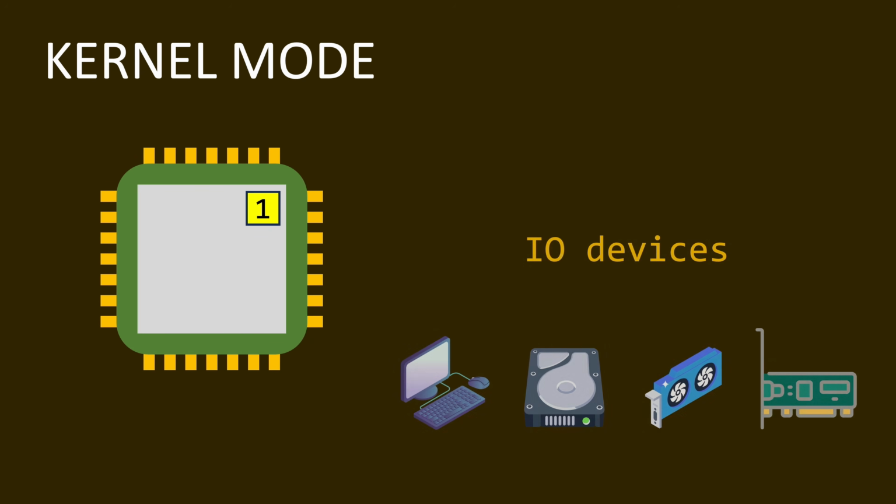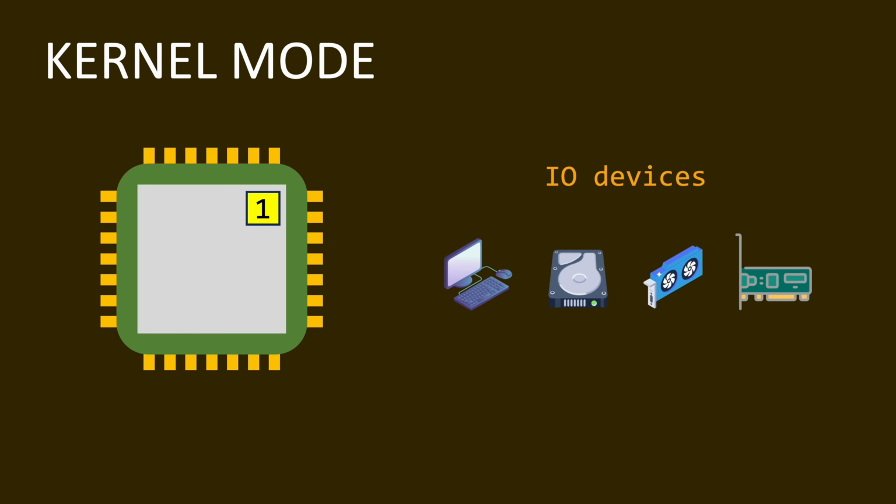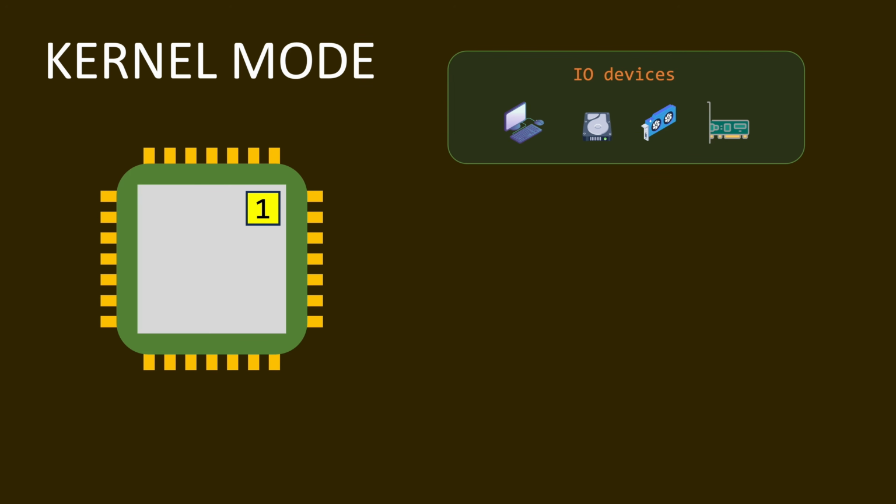The most obvious example is interacting with I/O devices like network and graphics cards, hard drives, and peripherals such as monitors and keyboards. Direct manipulation of these devices requires privileged instructions, meaning the CPU can only do it while running in kernel mode.